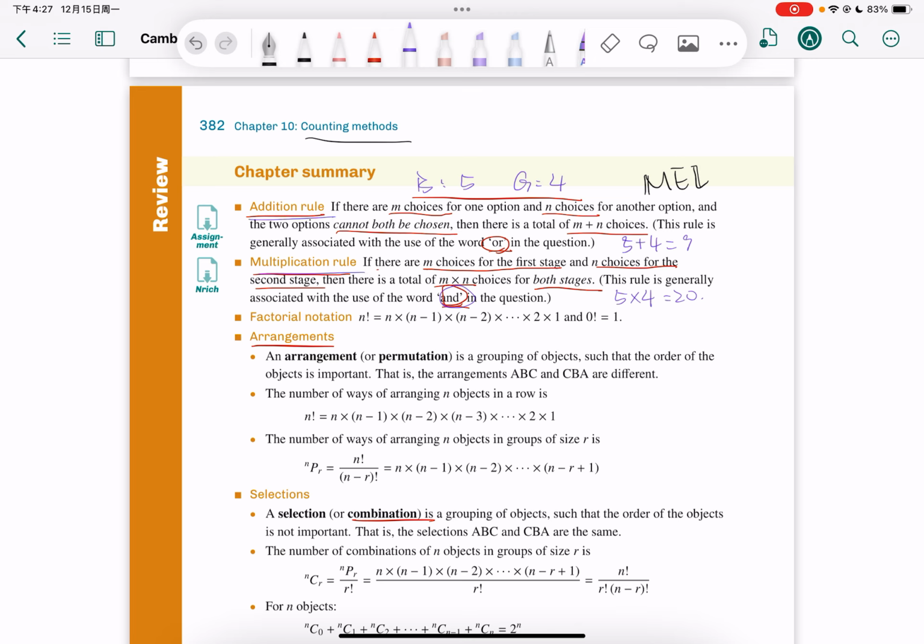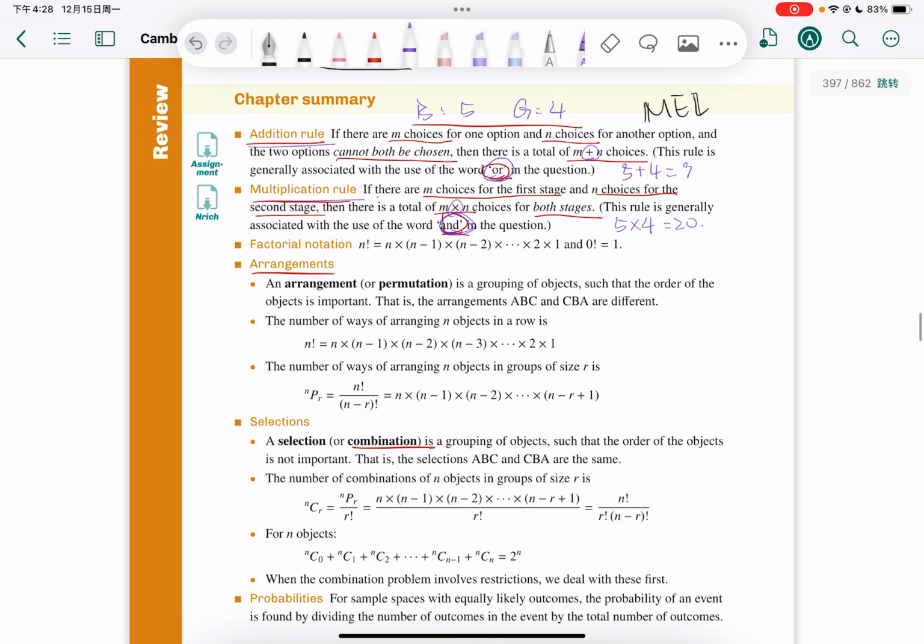So in your SAC, if you see wording questions with "or" in it, then maybe you should use plus. If you see "and", you will definitely use multiply. Okay, that's the huge difference there.